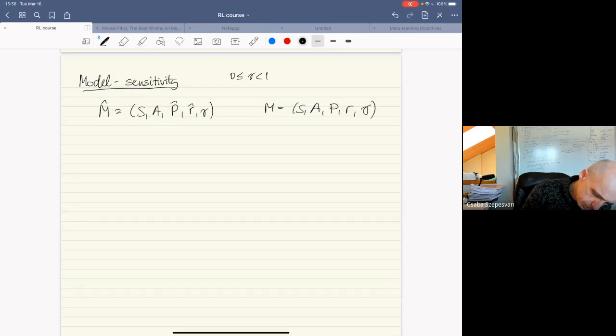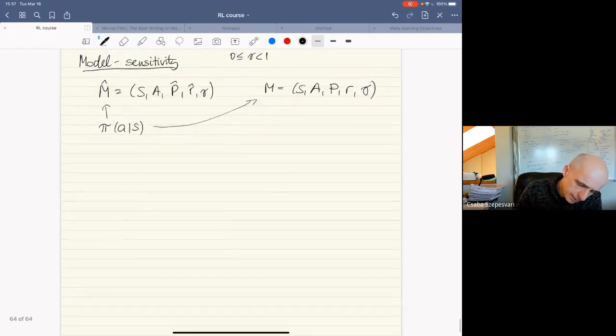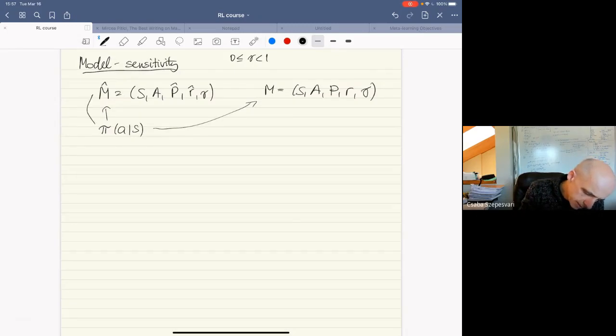So let's get a policy, which assigns probabilities to actions given states. It's a policy for both M hat and M, so that's good. Both MDPs share the same state action space. That's kind of a basic requirement here. So once we have this policy, we arrived at this policy using a planner that works on M hat.